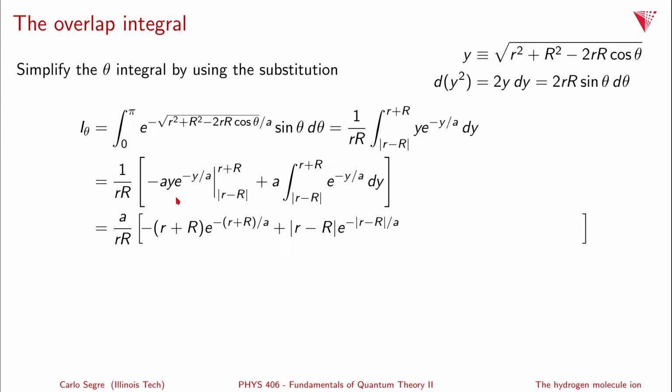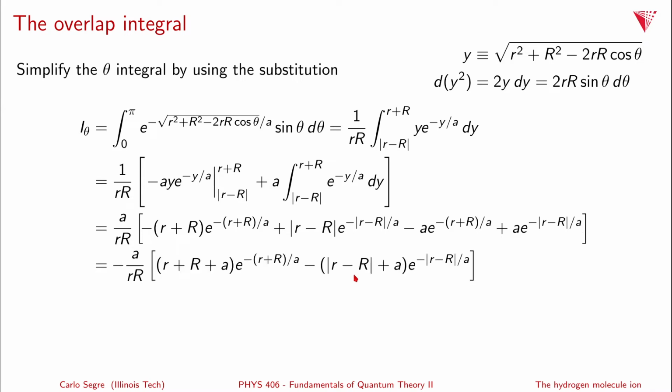Well, this first term gives us two pieces. So you have a over r capital R times the quantity minus r plus capital R e to the minus r plus capital R over a, plus the absolute value of r minus capital R e to the minus absolute value of r minus capital R over a. And then this integral here gives us also two terms. The first one is minus a e to the minus r plus capital R over a, and the second one is plus a e to the minus absolute value of r minus capital R over a.